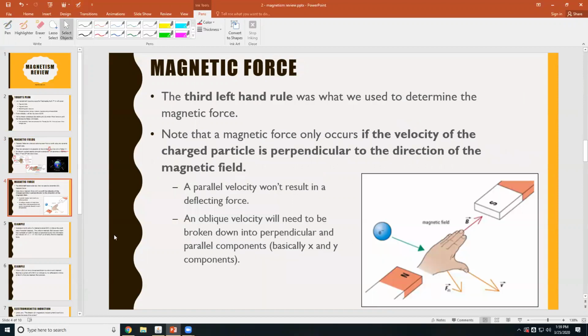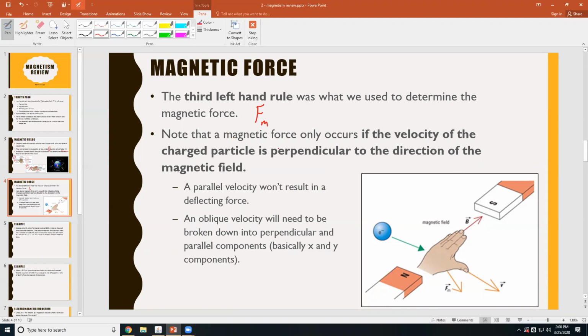Now, with that, we also had a third left-hand rule. The third left-hand rule was actually used to determine the magnetic force. Magnetic force, of course, in equations was denoted by Fm. There were a couple different equations for it. We'll get to that in a second. They are on your formula sheet, and now might be a good time for me to tell you, if you don't have a formula sheet, I do have them posted on the Google Classroom page. You can access them that way.